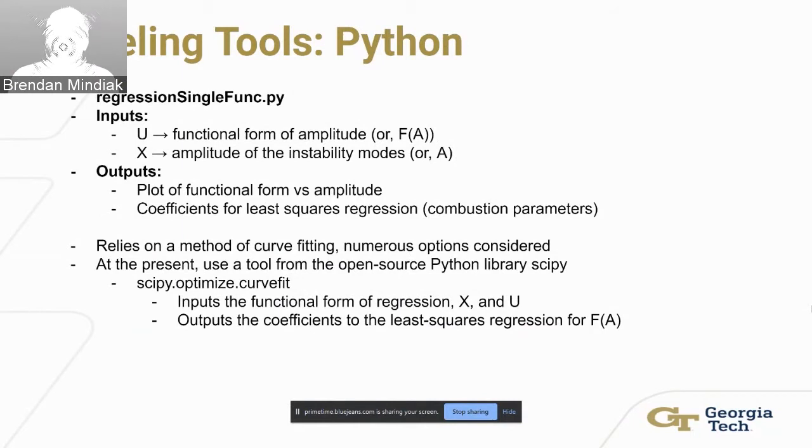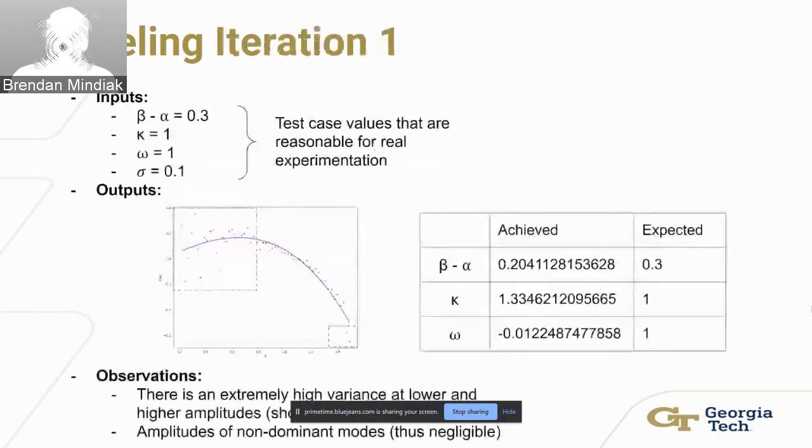So this function relies on a method of curve fitting, and we spent a lot of time trying to figure out what the best method to do this was. We ultimately settled on a single function least squares regression tool from SciPy, a SciPy optimized curve fit. With this tool, we could set the functional form of the regression, and it would input the amplitude and the functional form of the amplitudes, and it would output the coefficient, which I mentioned could relate back to the combustion parameters. So after running our first iteration, we had this set of inputs, which are nominal.